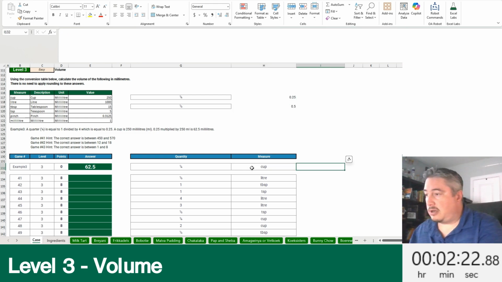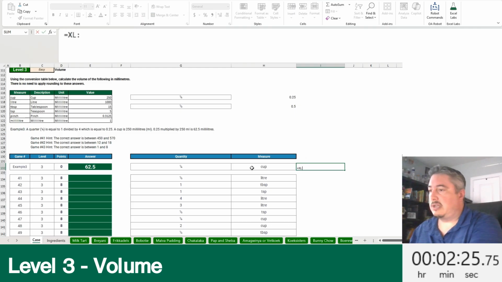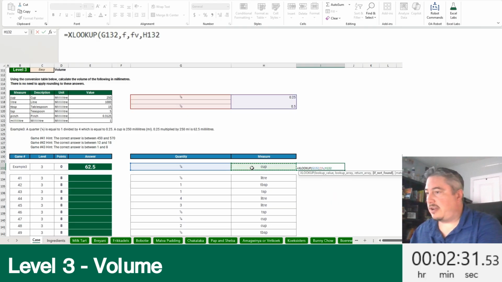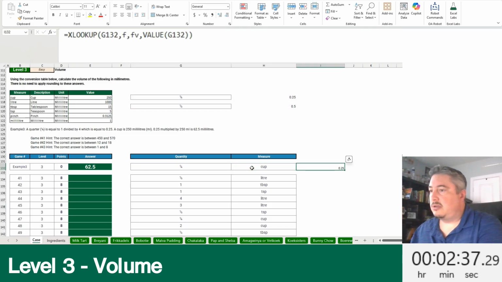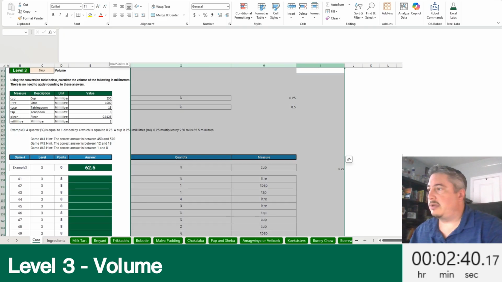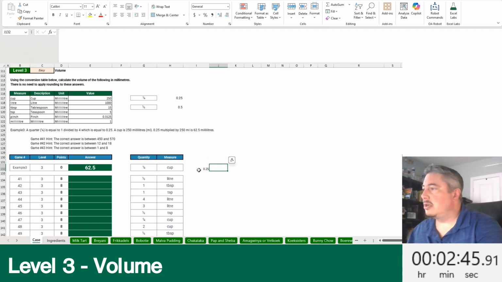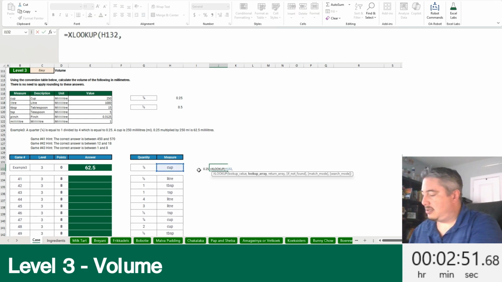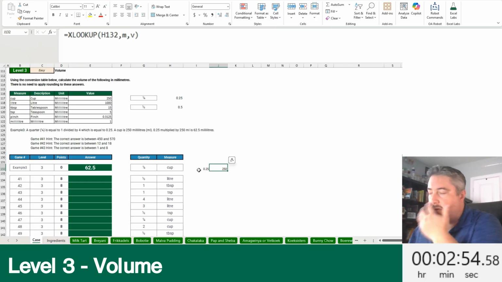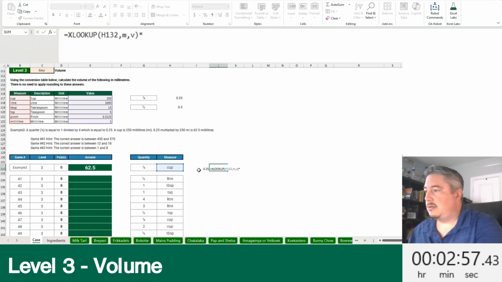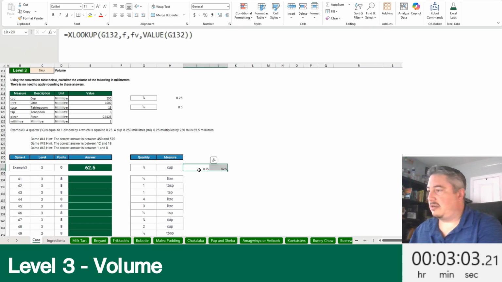So first convert the quantities into numbers. So X lookup this fraction value. If not found, give me this as a value. Okay, that works. Let's make this smaller. So we got quantity, and then we need to convert this measure value. So 62.5 is what we're after.